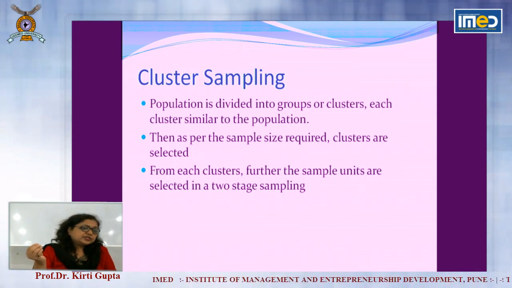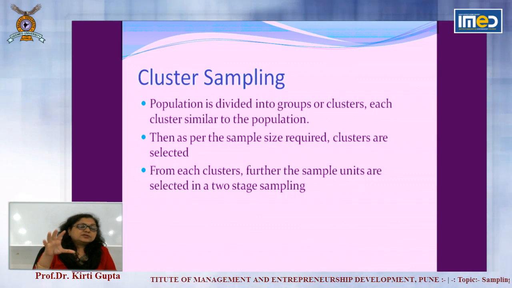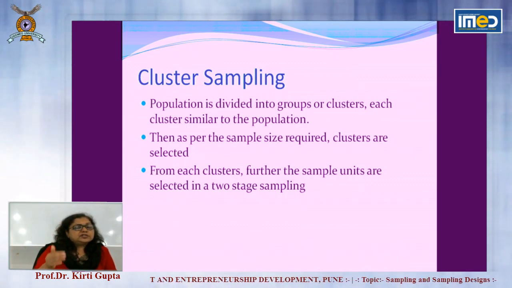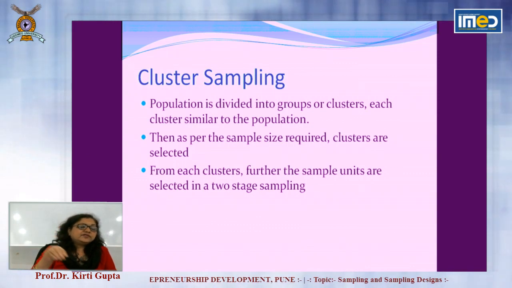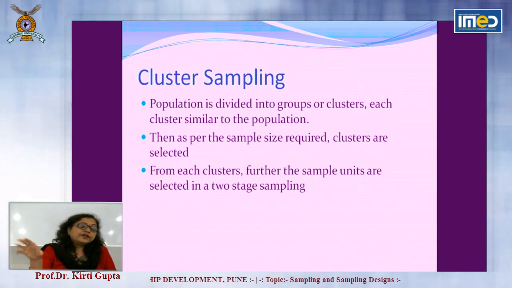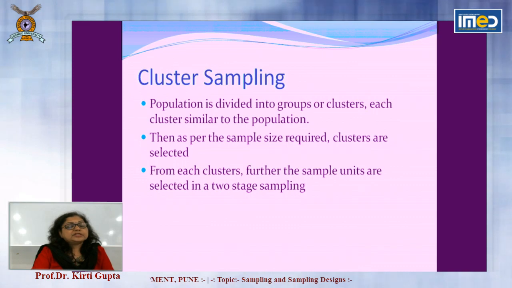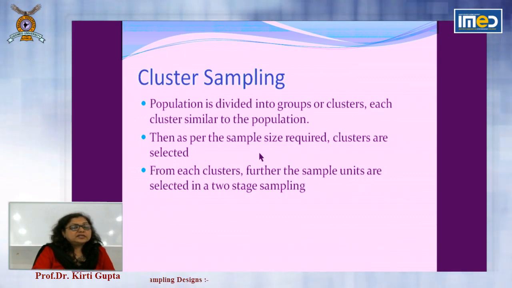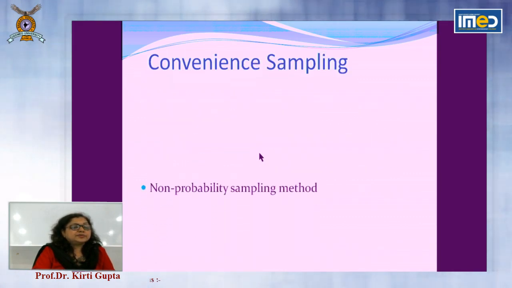the population units. So you just divide, say a whole town, we divide the town into north, south, east, west, and then from each we take something, or we divide the entire city as per their pin code numbers, and then from one of them, two of them, we try to select. Here, each cluster is similar to the population.